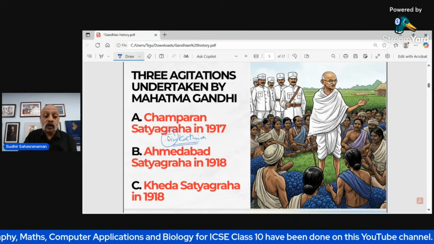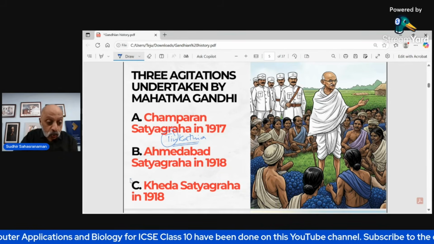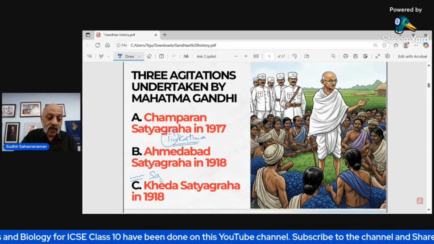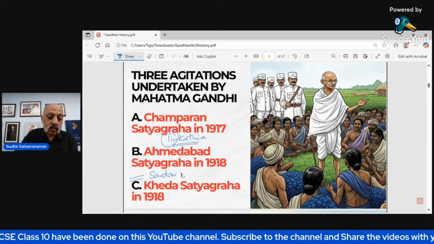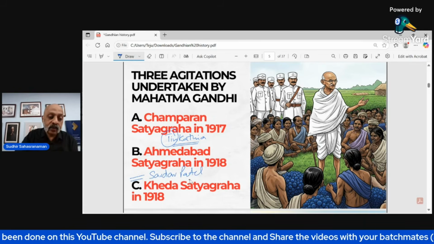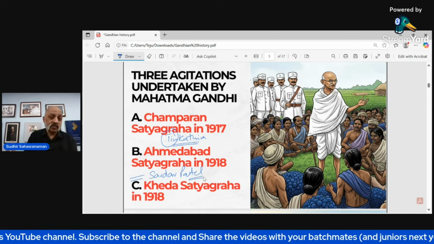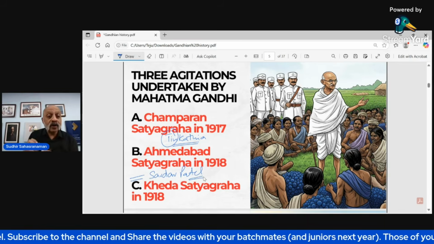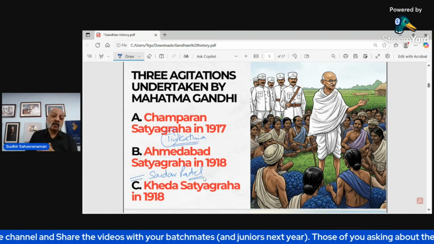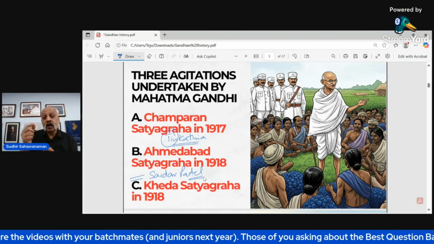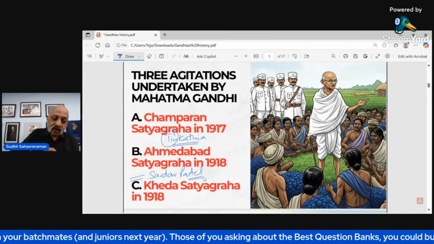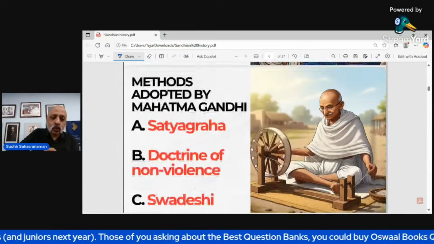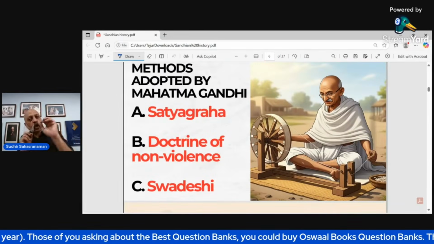And this is important because it was during this Kheda Satyagraha that he was introduced to Sardar Vallabhbhai Patel during this struggle. Okay, so this is important as far as the three satyagrahas conducted by Mahatma Gandhi in 1917 and 1918. Now let's look at the methods which were adopted.